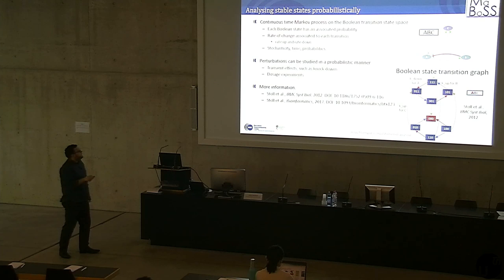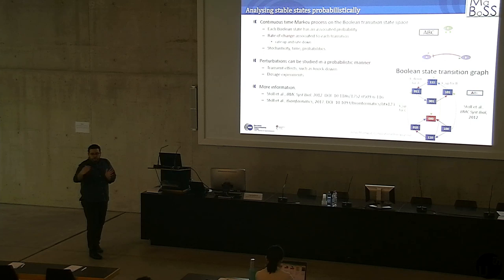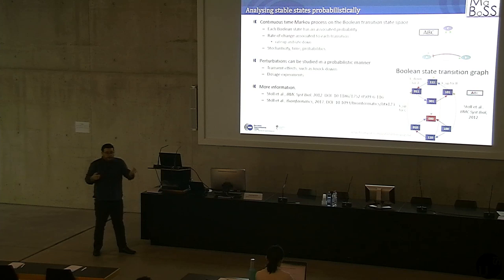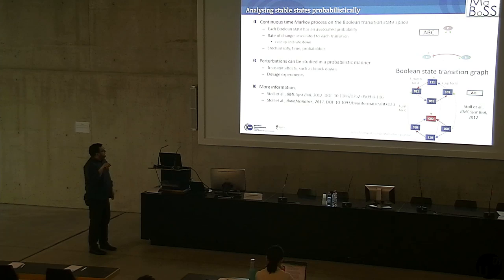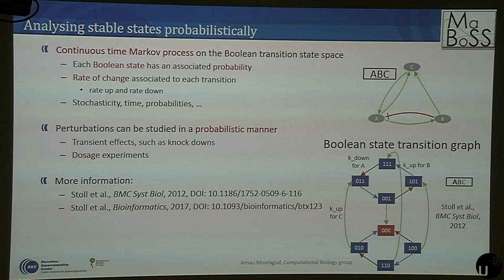So you can study how many iterations you need to go to survival and how many iterations you need to go to apoptosis. Sometimes a trajectory would go to apoptosis even though the inputs are pro-survival, because it needed fewer steps and the rates were equal, whatever. Now you can also perturb this model in a probabilistic manner. You can take out a node or reduce a given rate of a given variable, and then you see how this perturbation affects the different trajectories. If you want more information, you have these two papers on this tool called MaBoSS, which are very nicely written and very nice to read.